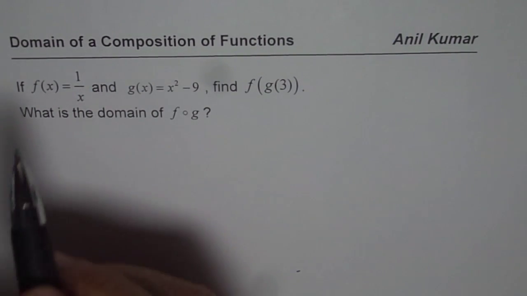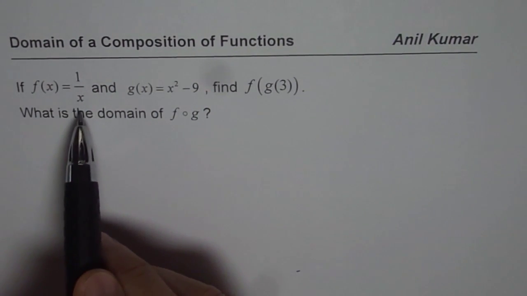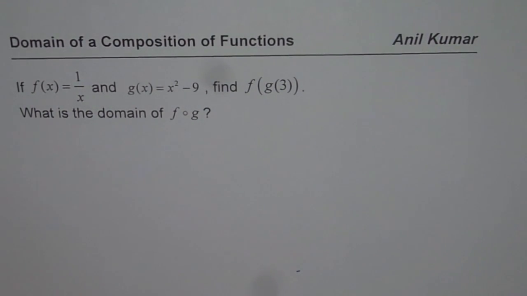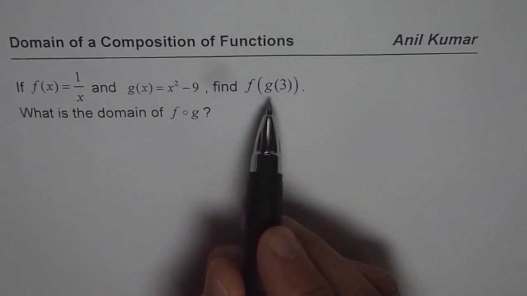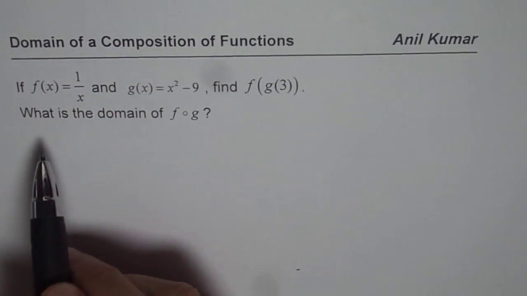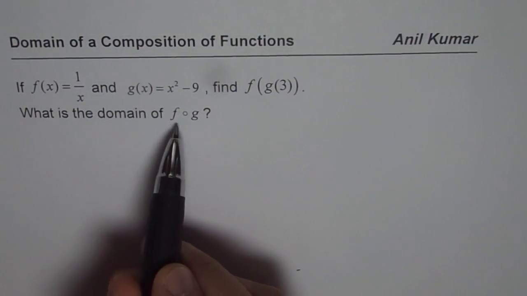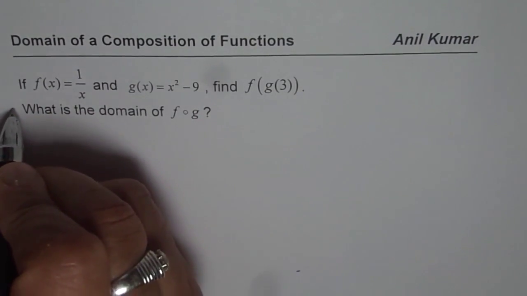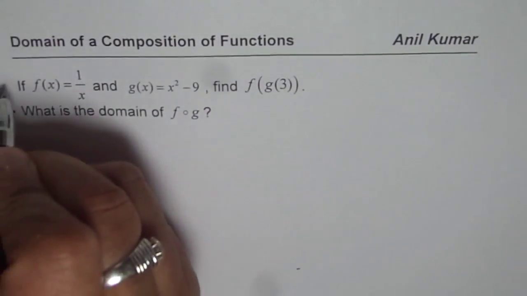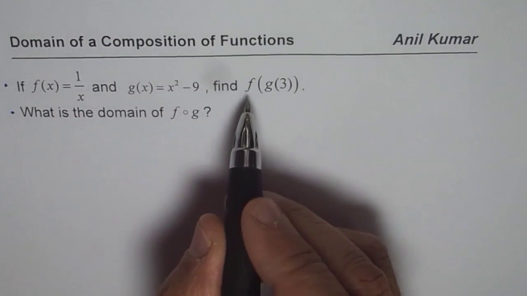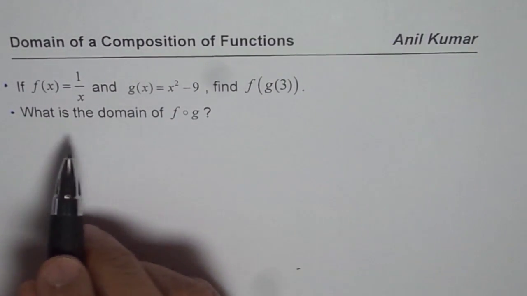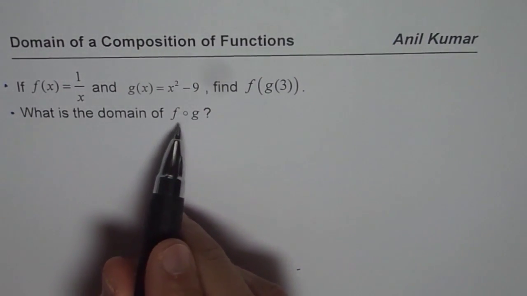We are given that f of x is equal to 1 over x and g of x is equal to x squared minus 9. Find f of g of 3. That's the first part. And second is, what is the domain of f of g? So there are two parts to this question. First we have to find what is f of g of 3, and then we have to write what is the domain of f of g.